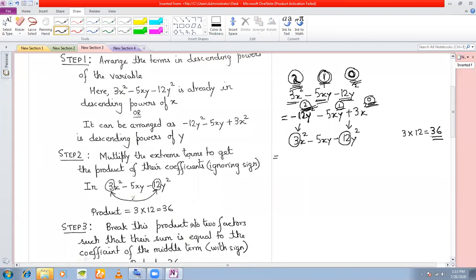The idea here is to break 36 into two factors such that the sum of the factors has to be minus 5. Let's see how 36 can be broken up. 36 can be broken up as 1 into 36. So your first factor is 1, the other factor is 36. Now 1 and 36 cannot give me minus 5. Whether you take minus 1 and plus 36, that will give you plus 35, right? It is not giving me minus 5.